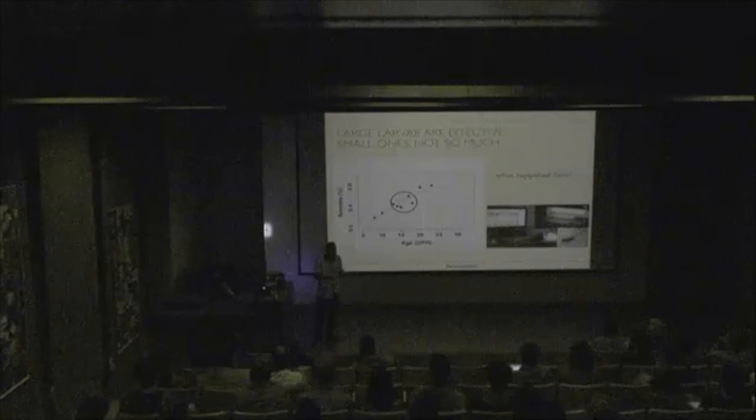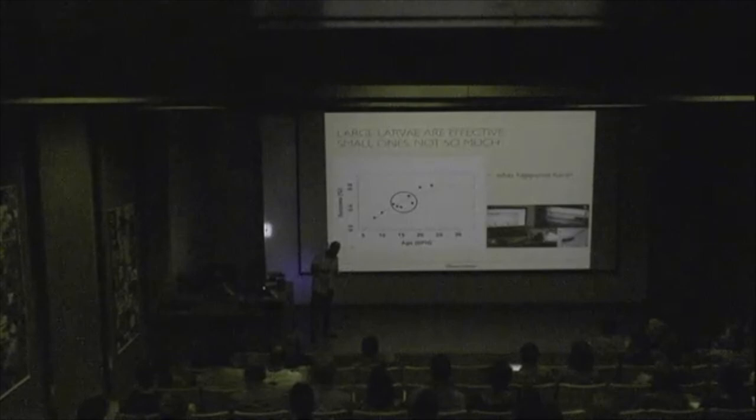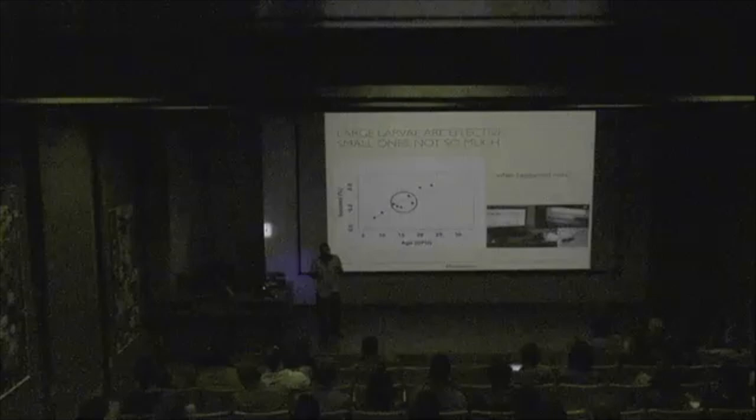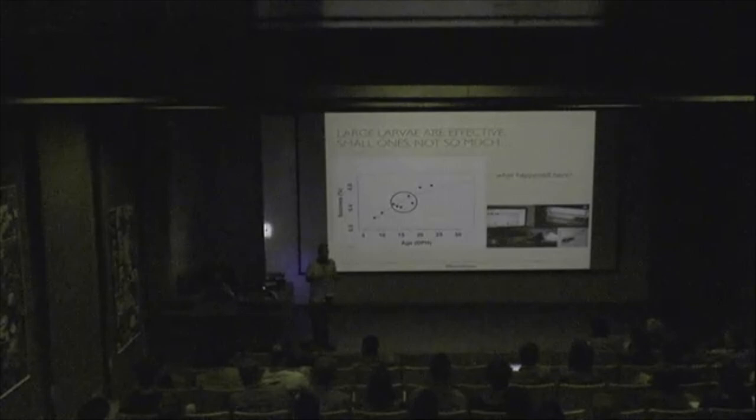Within the same age. So is it that some larvae are larger and are more successful? Maybe some other trait. What's happening here? Which traits are actually responsible for determining success and failure in those larvae that do not always succeed?